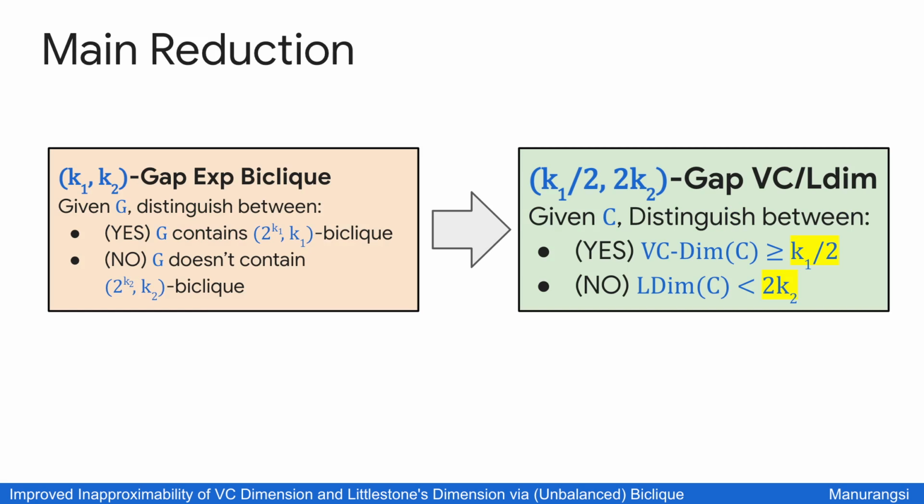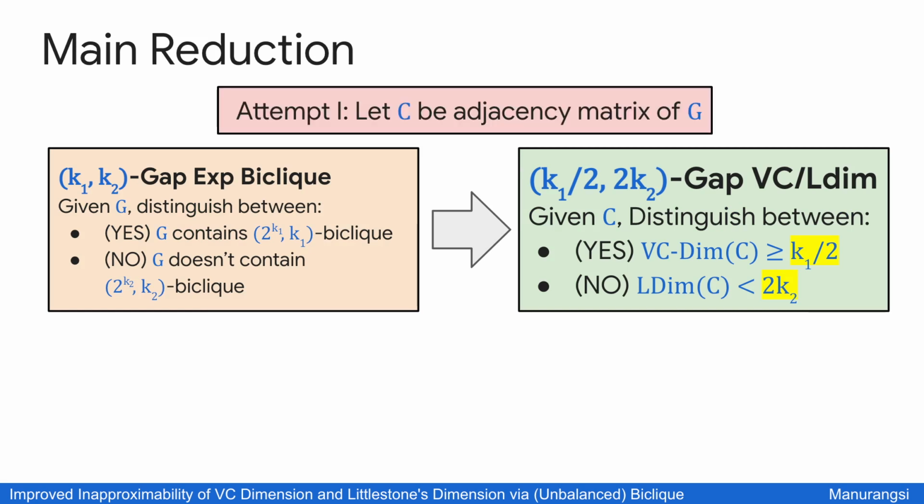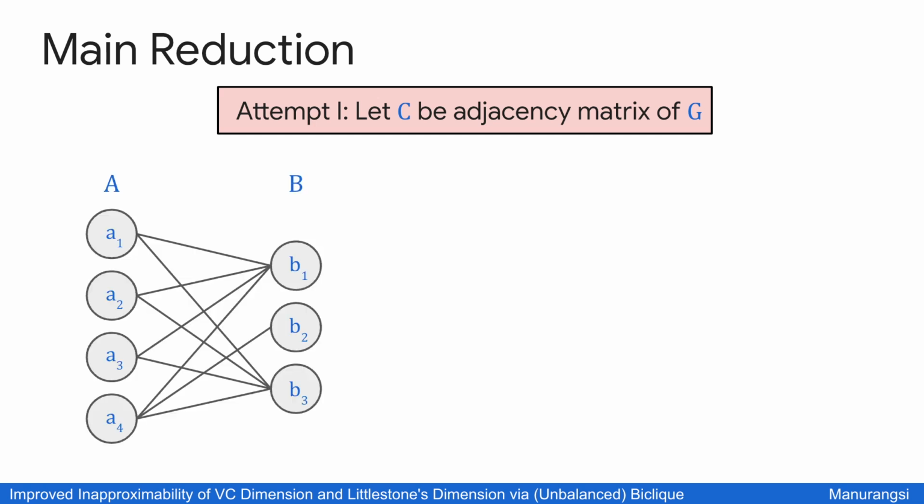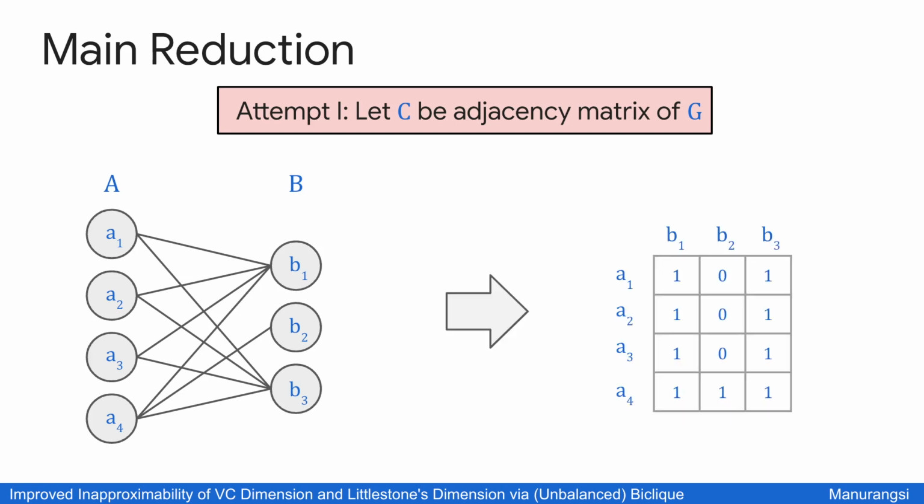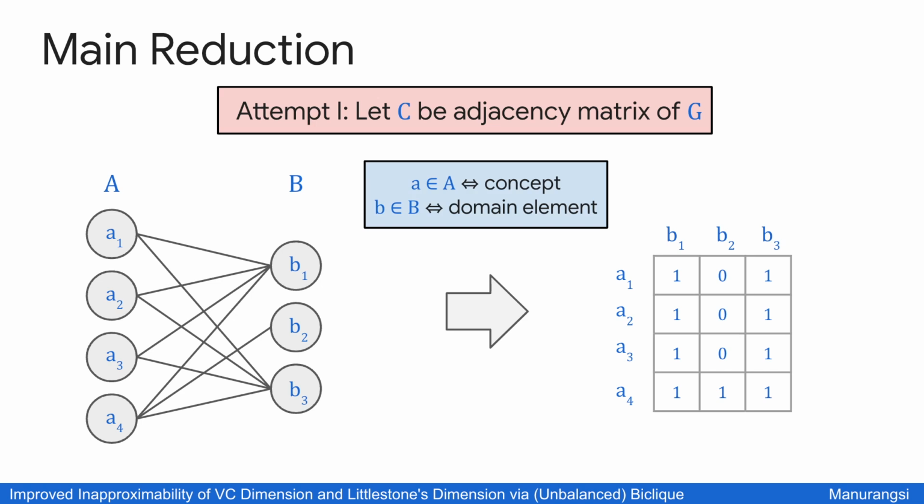Let us start with a simple attempt, and this is perhaps the most natural reduction there is, which is just to take the concept class to be the adjacency matrix of the input graph G for the exponential biclique problem. For example, if this is our input graph G, then we just write down its adjacency matrix, and this is our concept class. Note here that each vertex from the side A now becomes a concept, whereas each vertex on the side B becomes a domain element. So let's see whether this reduction works.